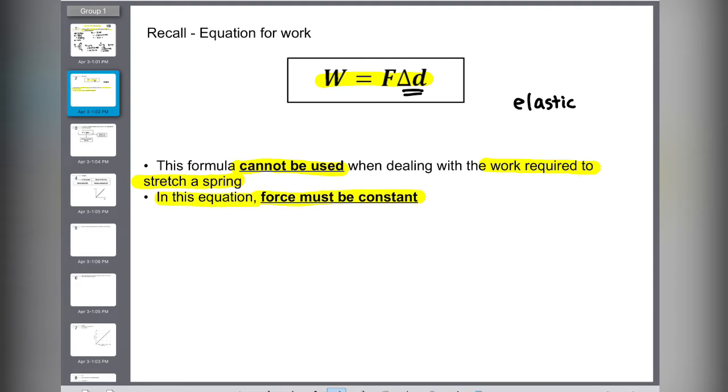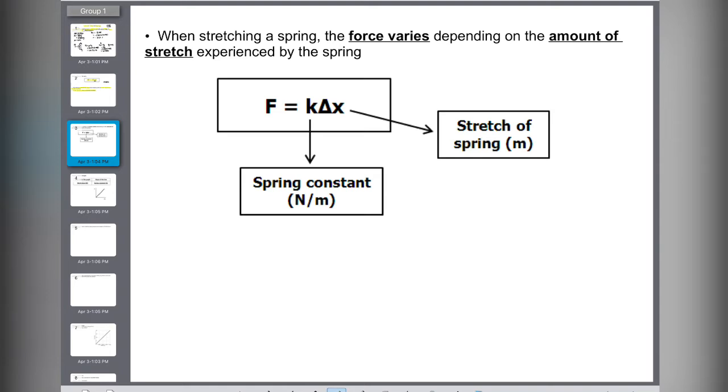And so we can't use it. So they tell you that you are going to use a different equation to find the force first. Force is equal to K times delta X. Force depends on the amount of stretch, okay?